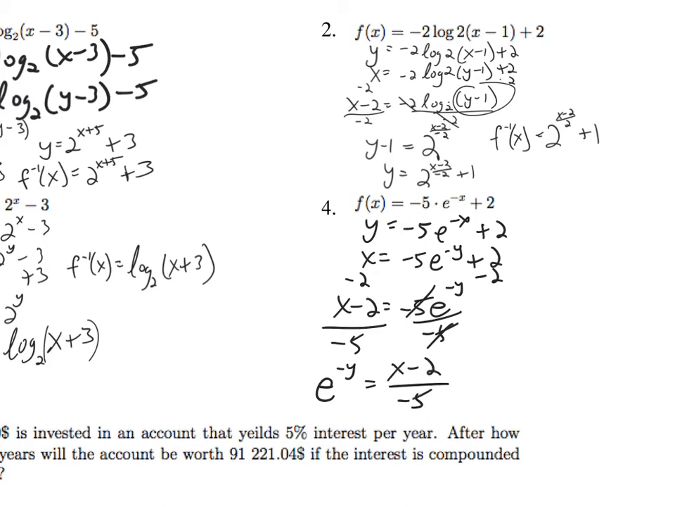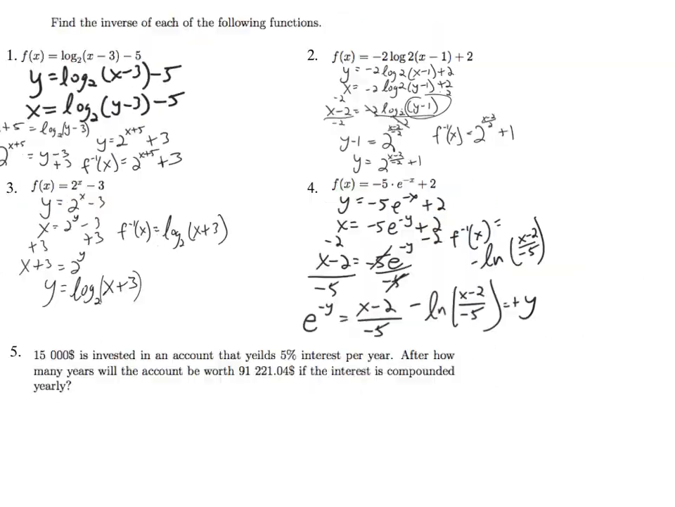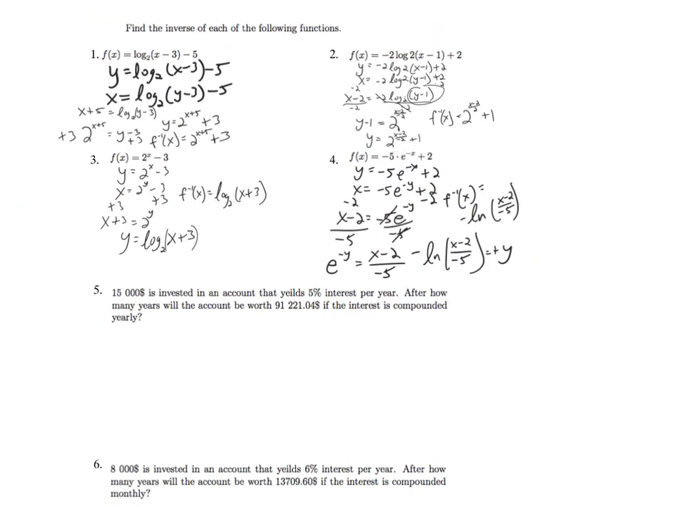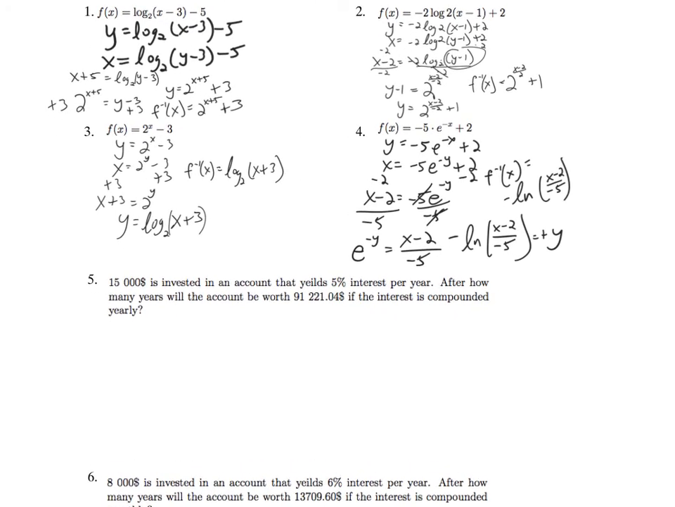Change this to log form. Natural log of x minus 2 over negative 5 equals negative y. And I can multiply both sides by a negative, which ended up making this a positive y and this a negative. And so our inverse function is negative natural log, open up, x minus 2 over negative 5. You can always graph these and see if they reflect over the line y equals x, because that's what we do, right? Only a few more, I promise.